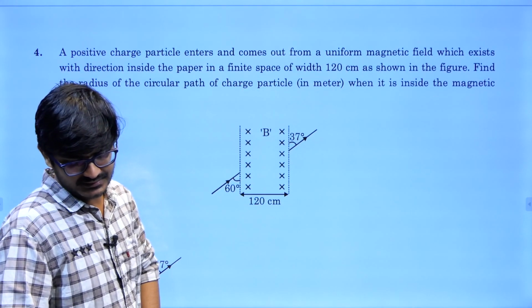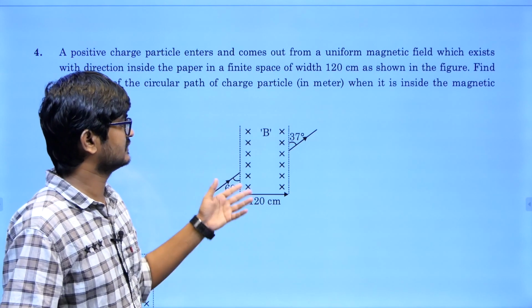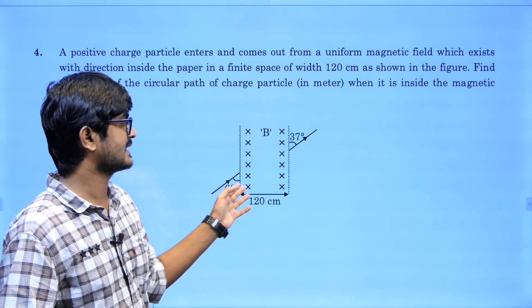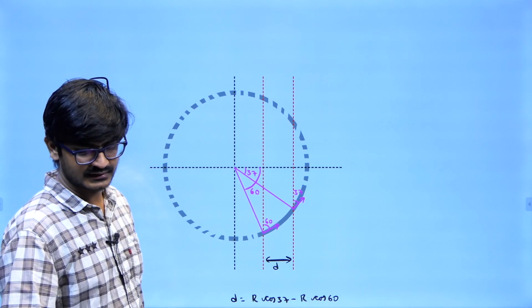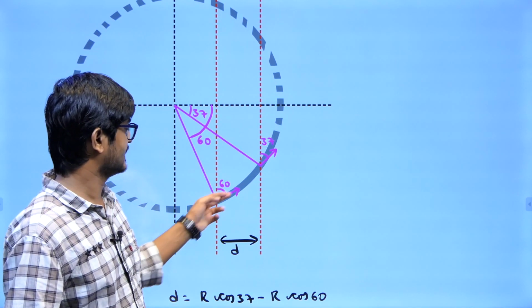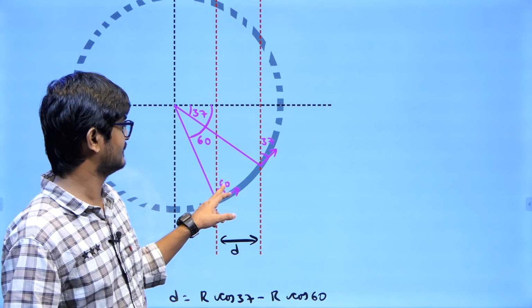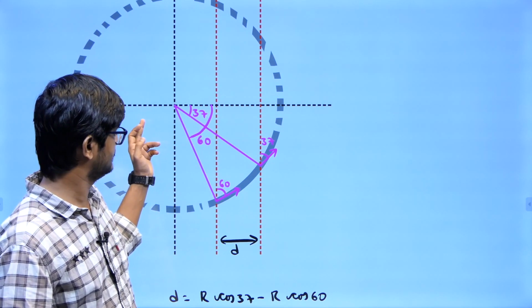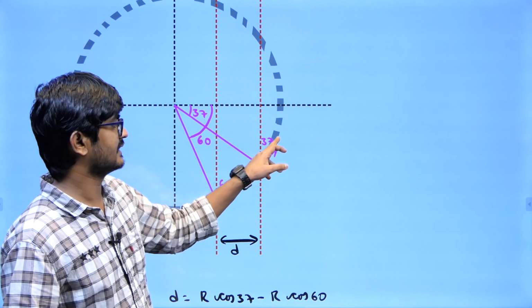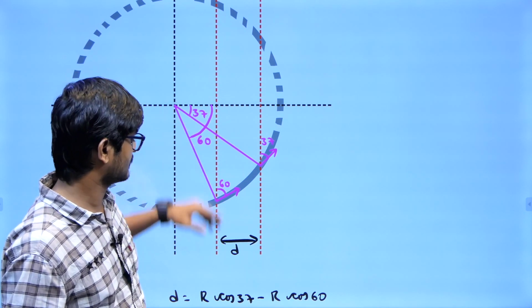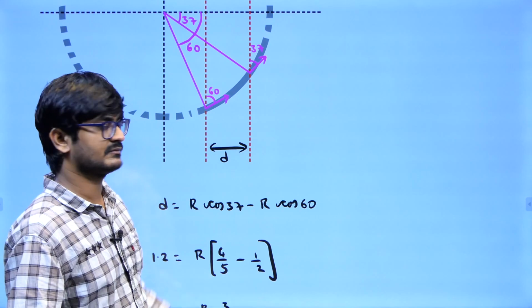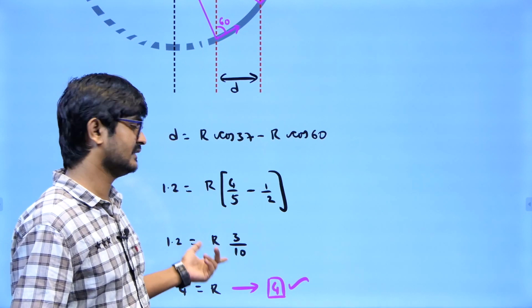A positive charge particle, okay, I think this is a common question. So you will be sending something at an angle 60, and it is leaving at an angle 37. So you will be drawing the approximate figure, and you are sending at an angle 60 with the vertical. So this total angle is 60. So it is leaving at an angle 37. So this width is given, which is r cos 37 minus r cos 60. So from here we will be getting the r value.